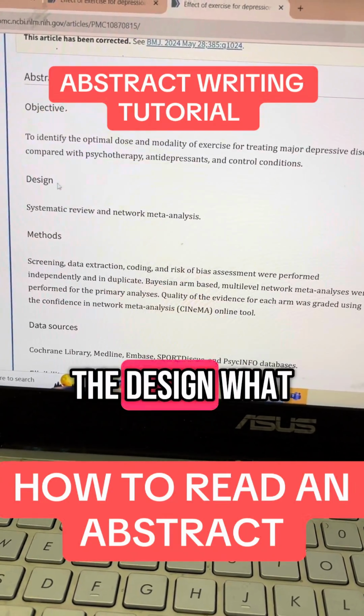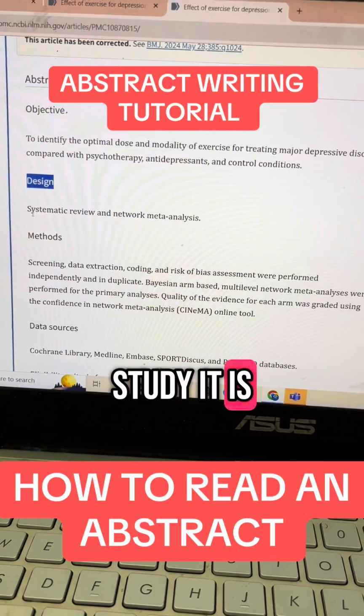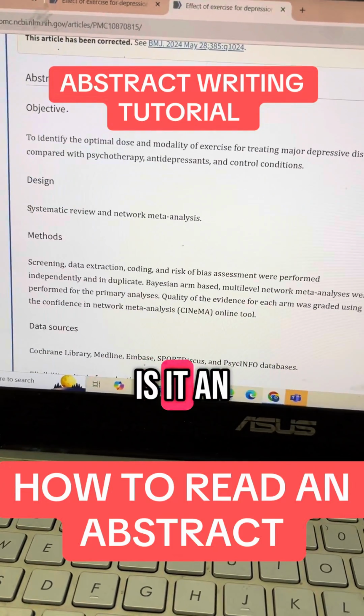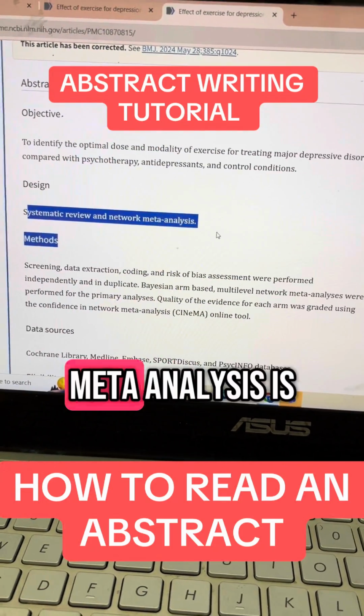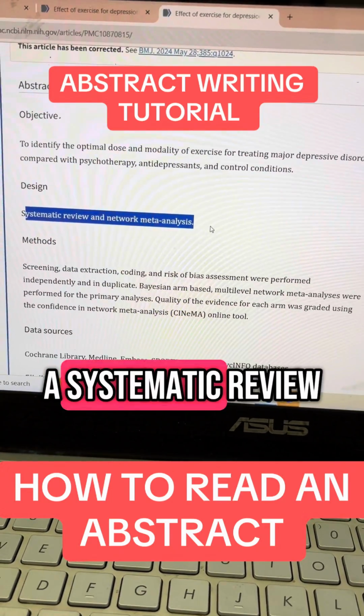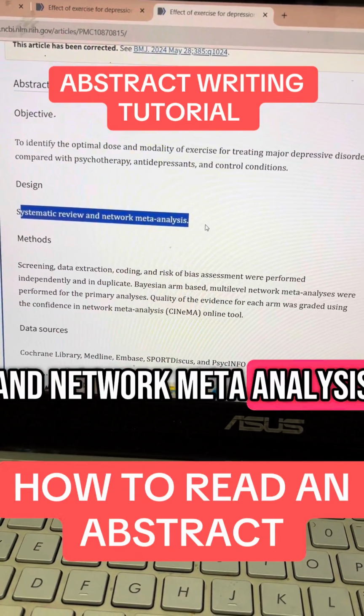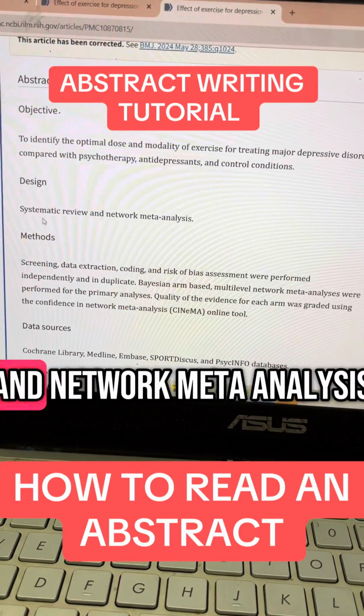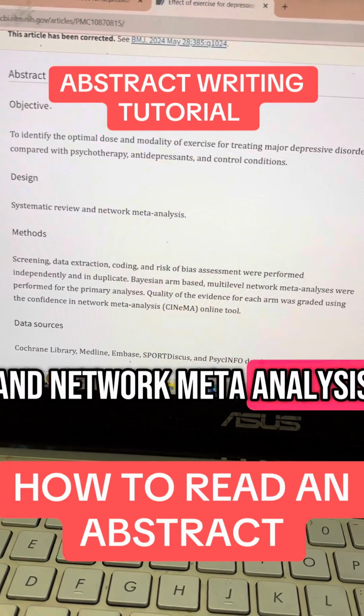Now, what is the design? What do we mean by design? What kind of study it is? Is it a clinical trial? Is it an observational study? Is it a meta-analysis? Is it a systematic review and meta-analysis, or is it a systematic review and network meta-analysis? So this is a systematic review and network meta-analysis.